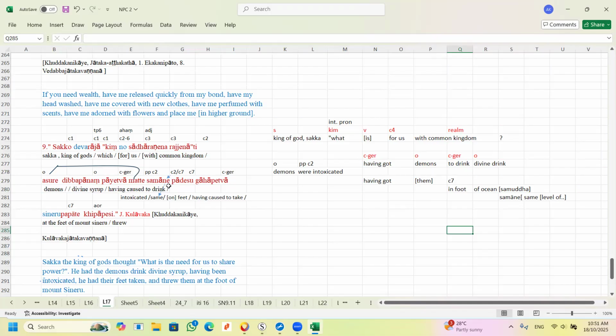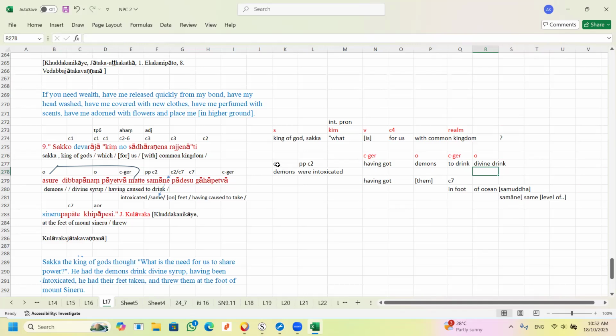Can you see here, before this, this is one word. This word mate is referred to here. That means having got the demon to drink, and this word here is an object. Put it here, object, intoxicated.